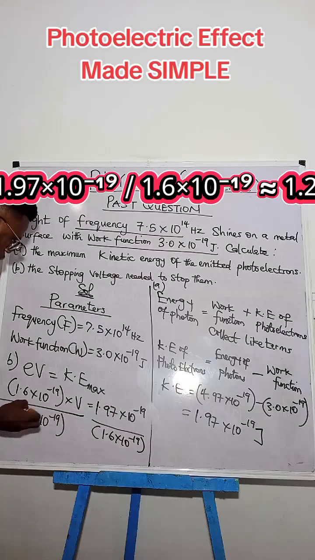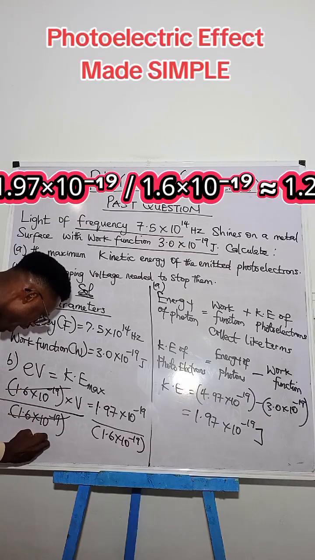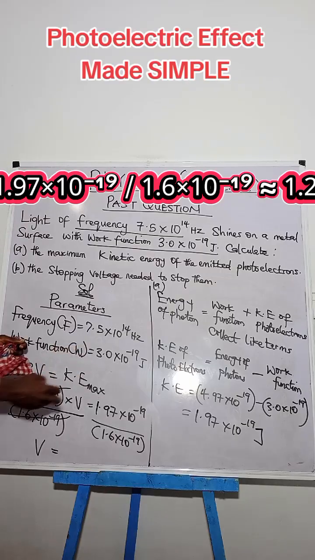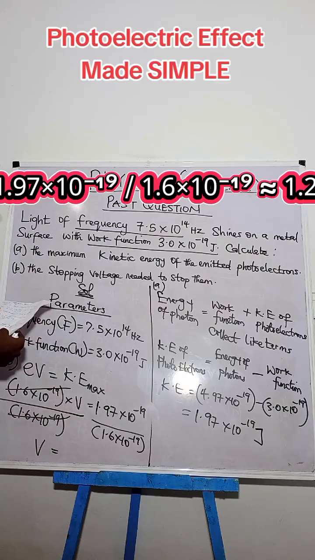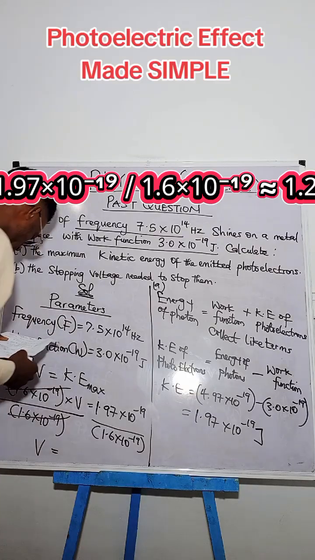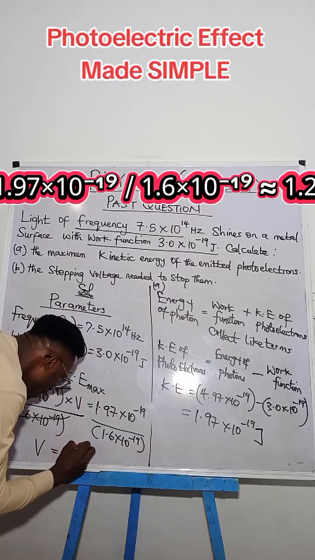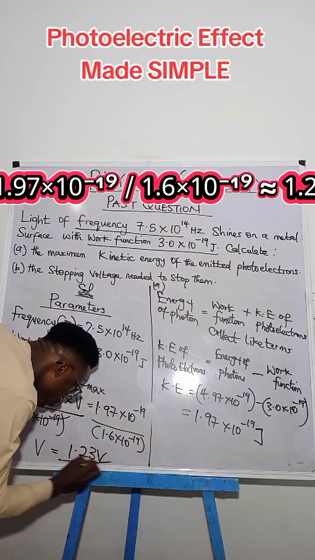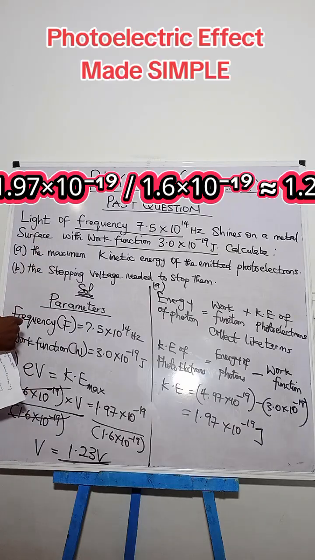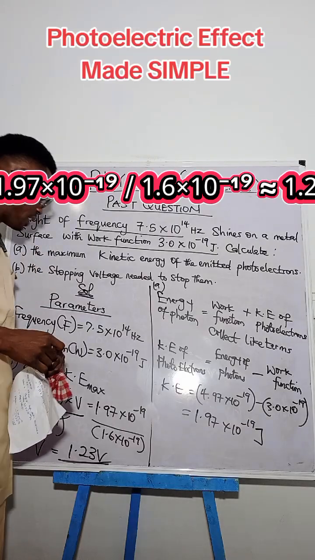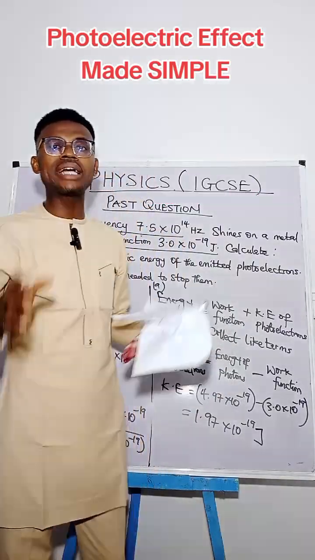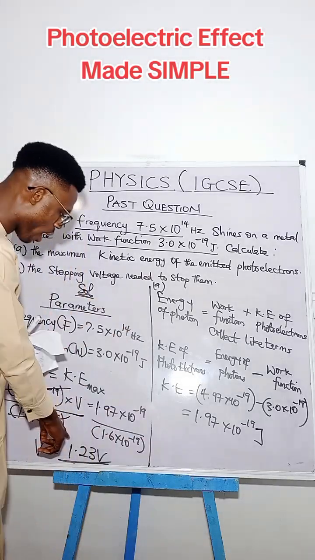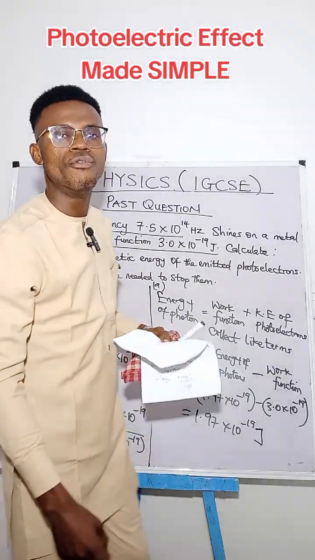I guess you're following. So this takes care of this. So I have my V, the stopping voltage, equal to this. So what we do, we divide that. If you divide that properly, you have 1.23 volts. Therefore, the stopping voltage, that's the minimum voltage applied in the opposite direction to stop the fastest photoelectron, is 1.23 volts.